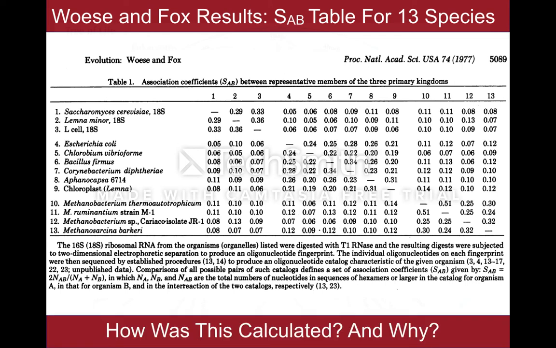So now we get back to this SAB thing. How is this calculated, and why do you calculate it? That's what the other paper talks about more. That's why I wanted you in particular to look at the Fox et al. paper, because that paper is a little bit more about the data that was then used in this paper.